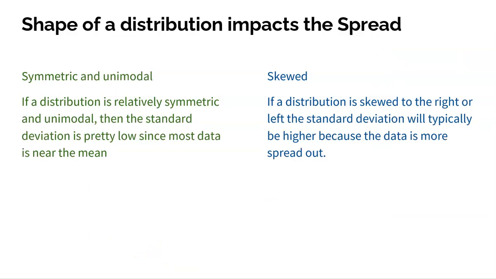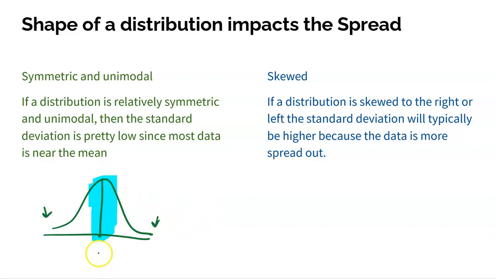All right, now what about shape, or spread, because the shape of a distribution also impacts the spread. If data is relatively symmetric and unimodal, then the standard deviation is going to be pretty low because most of your data is near the mean. Let me draw you a picture. Here is symmetric and unimodal. Most of the data is in the middle. Very little data is very high or very low. So here, our mean is going to be very close to the center with the median. They're going to be pretty close to each other.